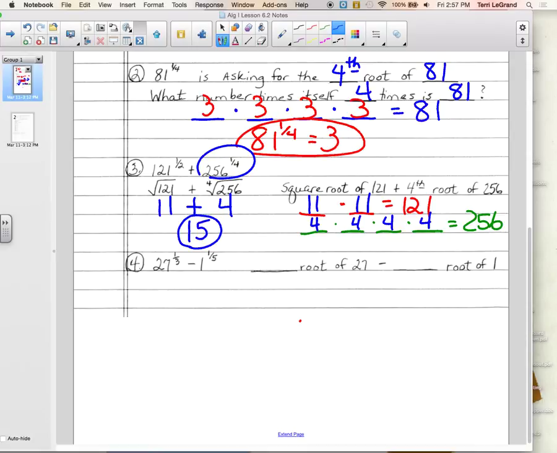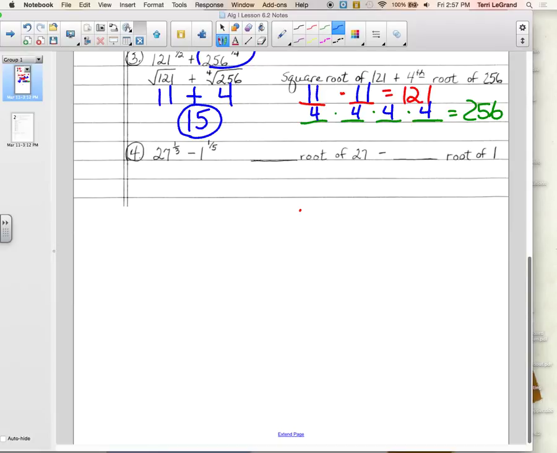Okay. In our last one, what are we looking for? 27 to the 1/3 power. What are we looking for? 3? Well, something. I said, what are we looking for? I didn't say what's the answer. We're looking for the 3rd root of 27 minus the what root of 1? The 5th root of 1.